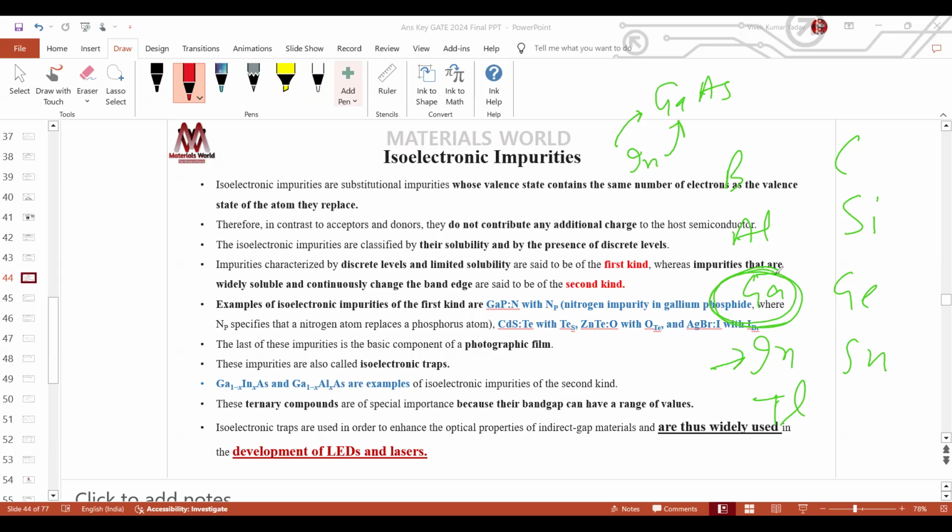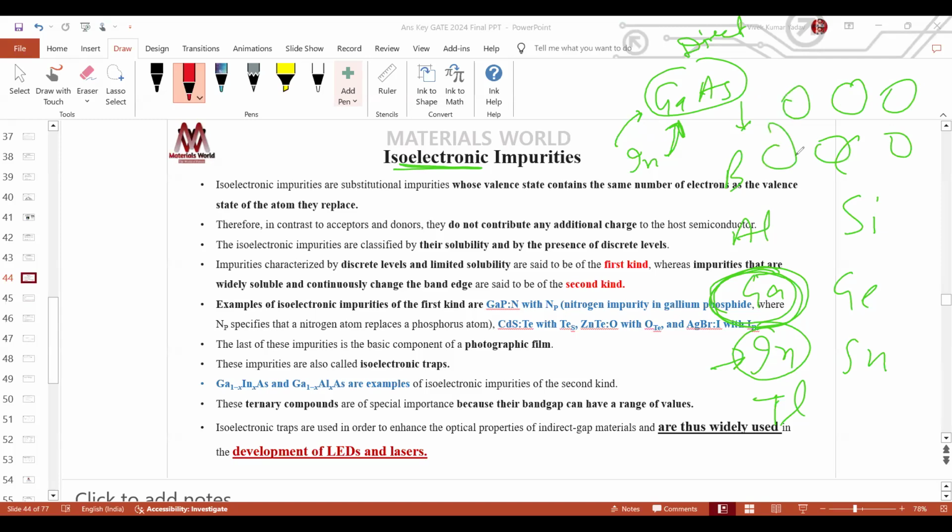Now see, gallium has three valence electrons, third group, and indium has the same valence electrons. Almost their crystal structure is also the same because they are in the same group, so most of the properties are the same. Isoelectronic means they possess the same number of valence electrons. Gallium arsenide is a direct semiconductor. If you dope indium into it, it will replace a few gallium atoms in the crystal structure. Because of that indium, what is happening is very important.